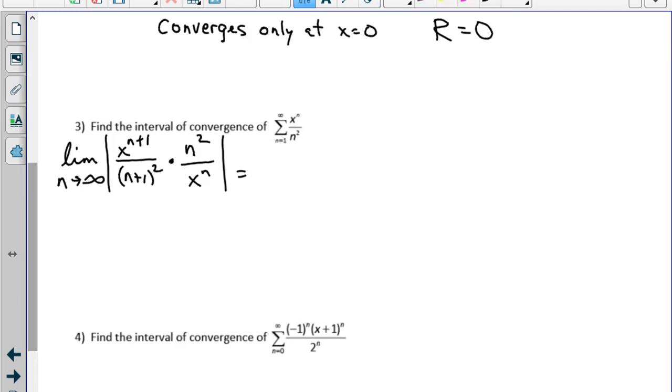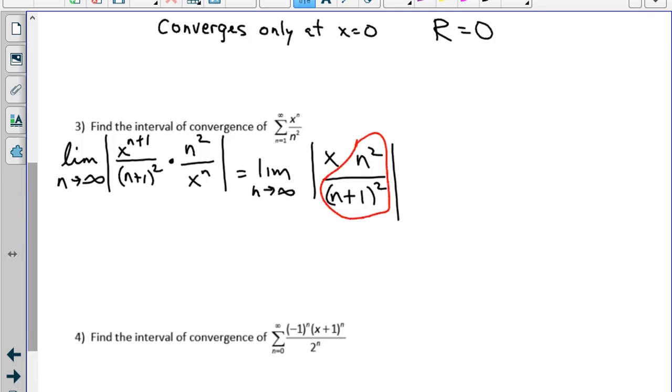I should write a limit. Limit as n goes to infinity. So that's an x in the numerator. And in the denominator, I basically end up with n squared over n plus 1 squared. And if I take n to infinity, I could use L'Hopital's rule, or I could use pre-calculus rules, and this goes to 1. So as n goes to infinity, this is just the absolute value of x.